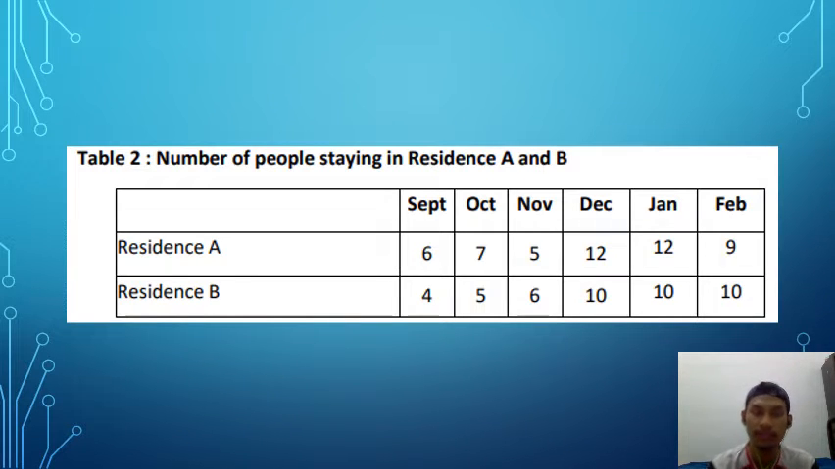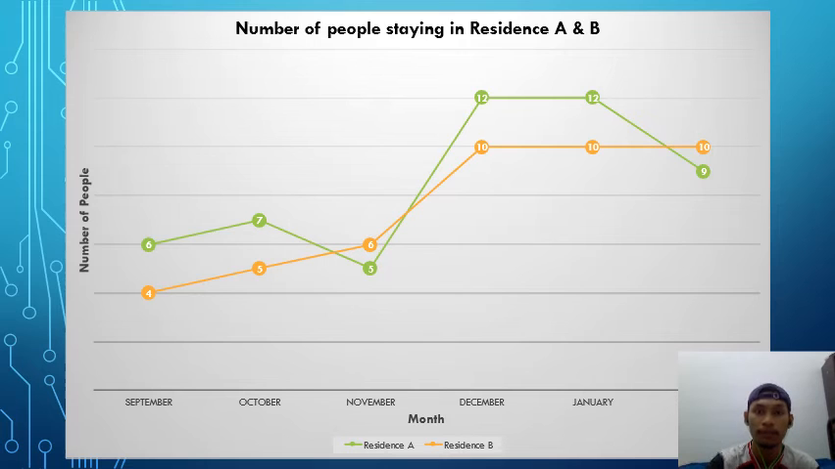So, this is a table for the number of people staying in two houses, residence A and residence B, in the 6-month period from September to February. This line graph illustrates the number of people staying in residence A and residence B from September to February.